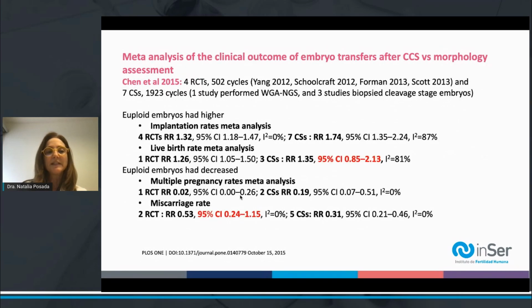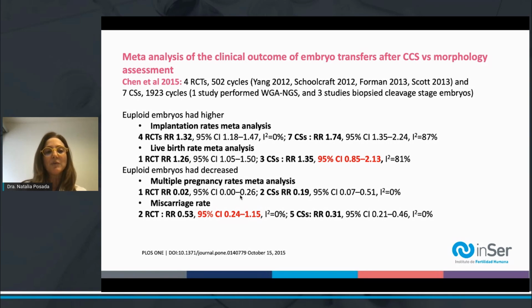The results of the meta-analysis by Chen and colleagues, also published in 2015, are quite similar. It included the same three RCTs plus an RCT by Schoolcraft and colleagues, and 7 observational studies, one of which did use whole genome amplification and NGS, and most were done on blastocyst biopsies, but 3 did include cleavage stage embryos. In other words, again, quite heterogeneous for the observational studies.